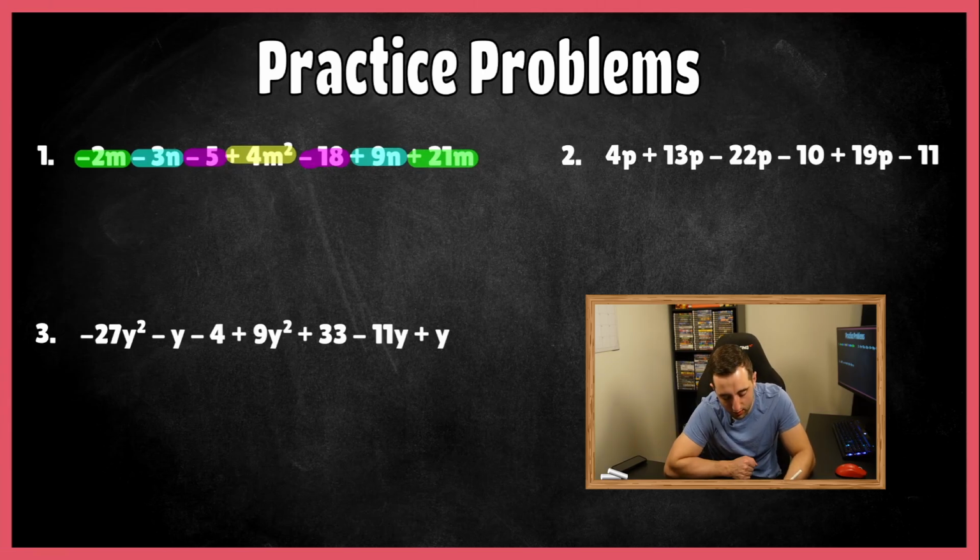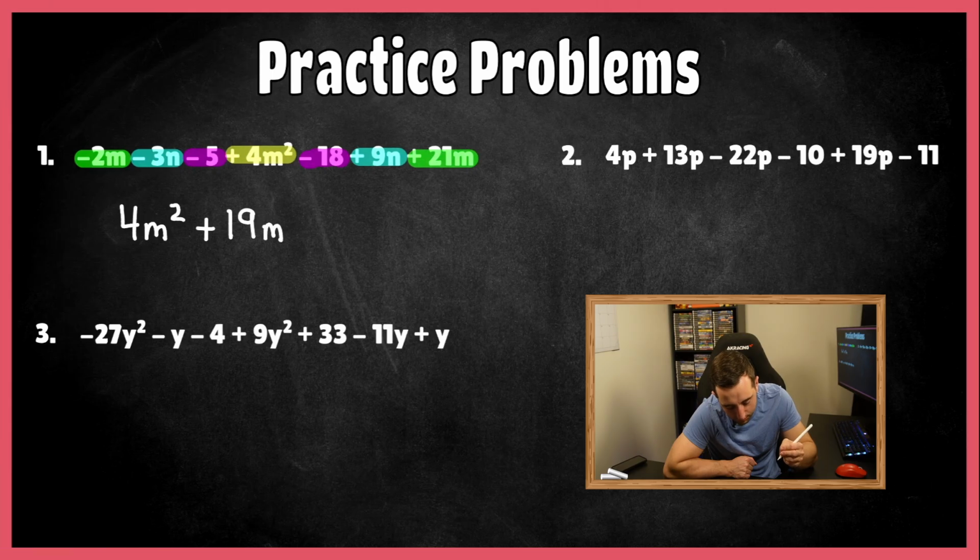And now let's combine our like terms. So we have a 4m squared all by itself. So I'm going to bring that down first. Can't combine it with anything. There are no like terms. Now we have a negative 2 plus 21m, which is going to give us a plus 19m.